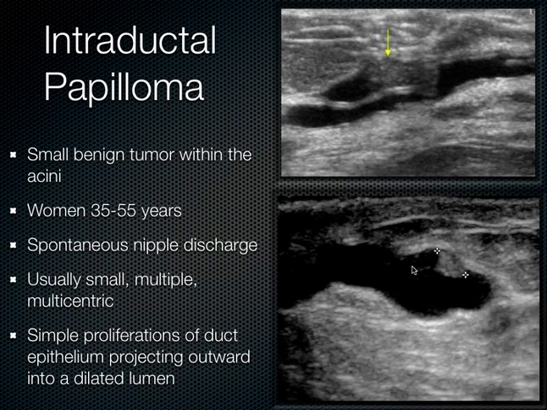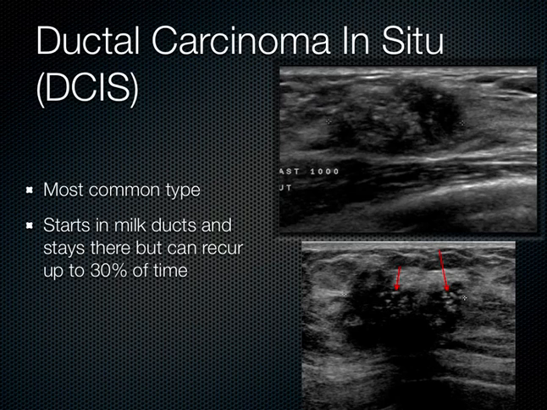Sonographically, they look like these little small, multicentric areas with simple proliferations of the duct epithelium projecting outward into a dilated lumen, usually from one or sometimes more than one focal point. And each one of these little papillomas, intraductal papillomas, is supported by a vascular stalk, if you were to put a color flow on there.